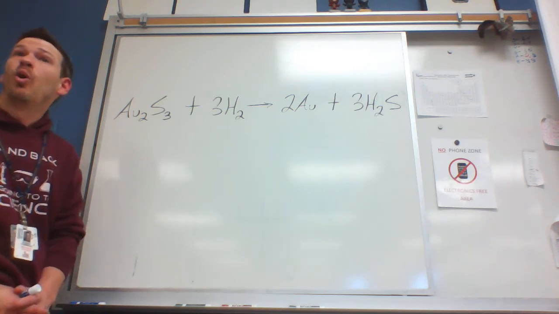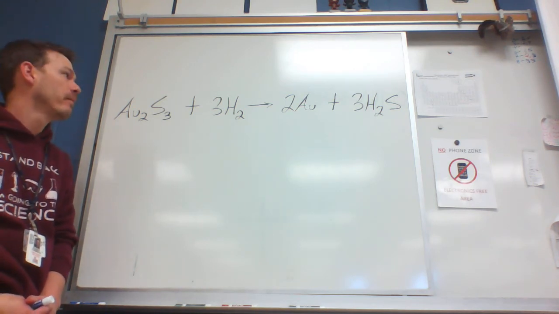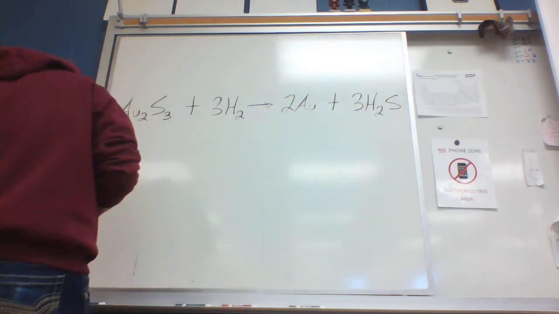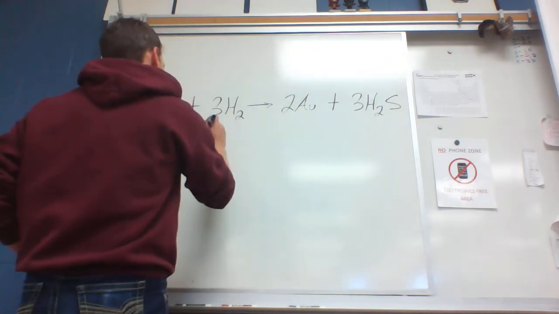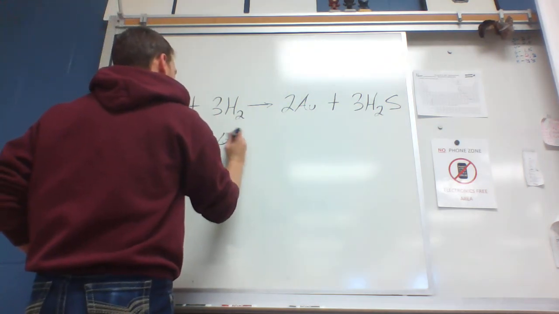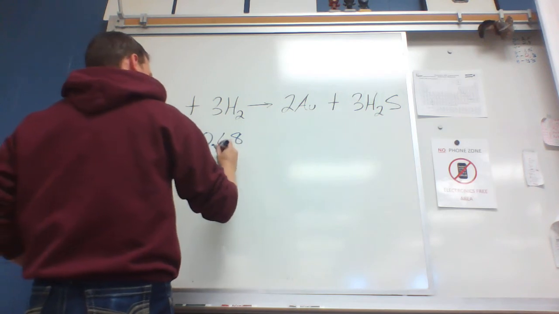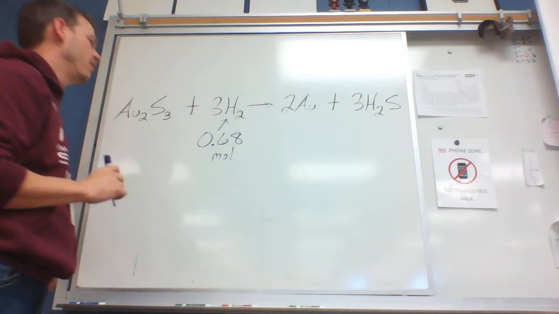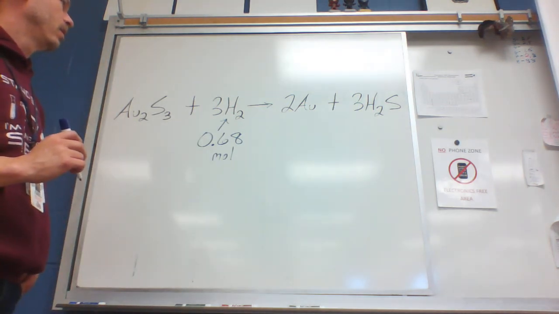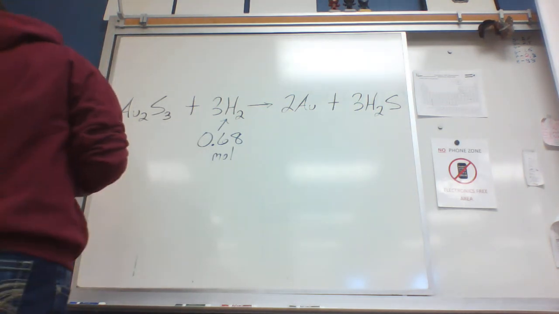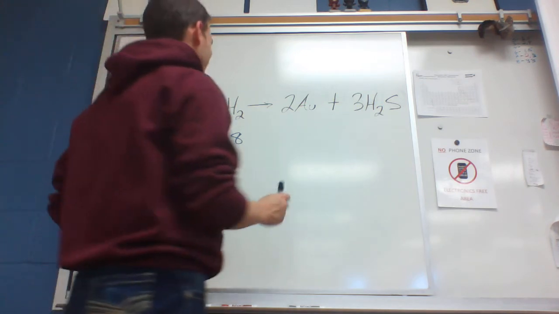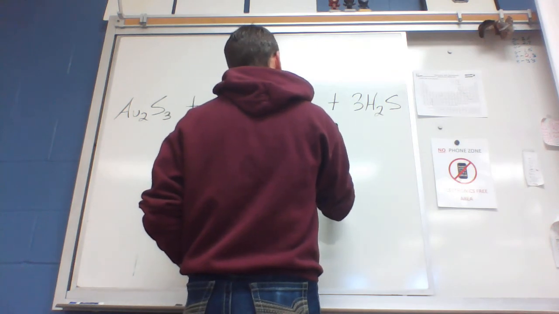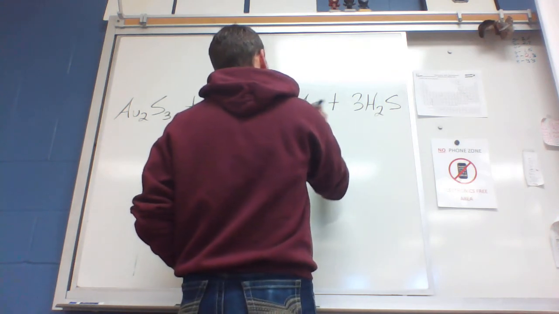Got a reaction with gold here. That's always kind of fun. So, I'm going to give you 0.68. What units do you want? Moles. Oh, look at that. You're getting smart. Moles of H2. And I want to know how many atoms of gold there are.